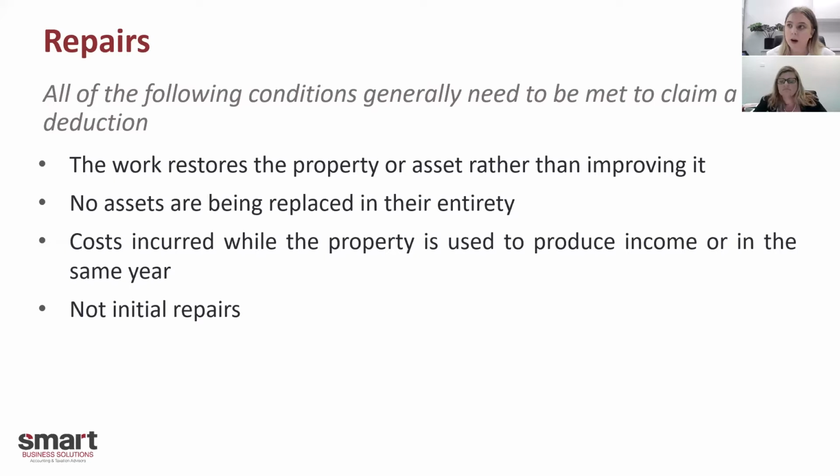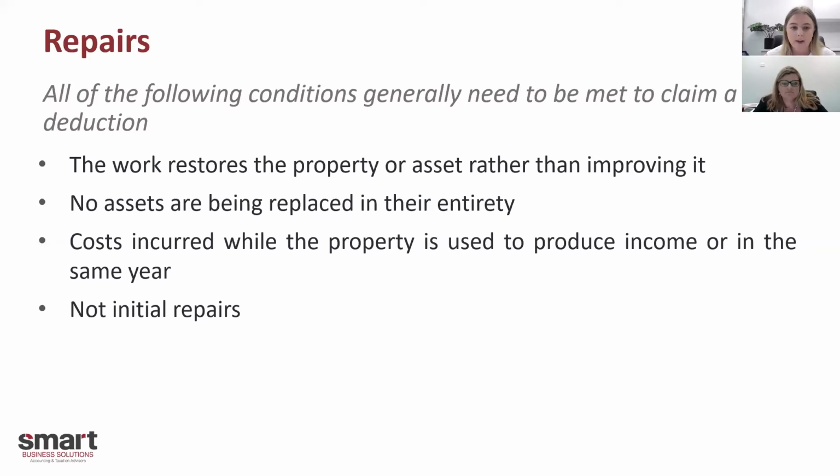So if we go through the first one, the work restores the property or asset rather than improving it. So a good example here is, say, if your property was damaged, you just need to show that you're just restoring it back to its original state. You're not improving it. If you go beyond that, so you repair it and make improvements, well, is it really a repair? So that's where the ATO starts to question it. So the first criteria is that you have to just be restoring it back to its original state.